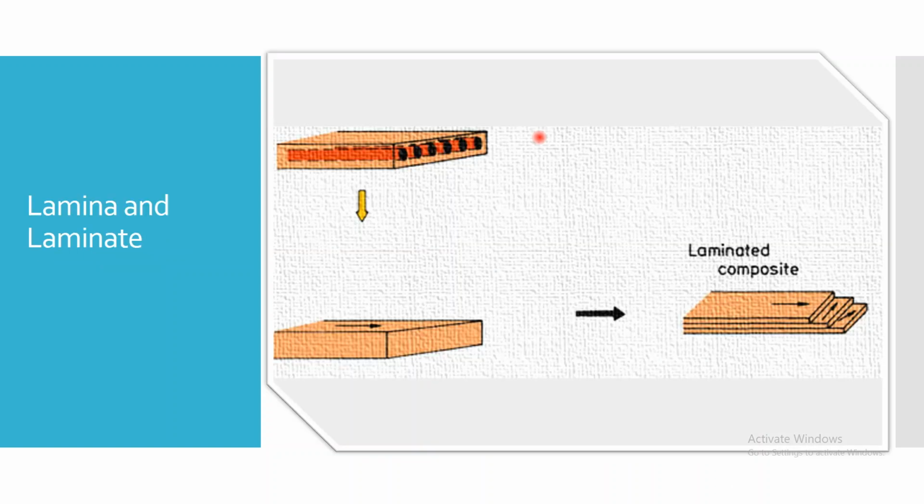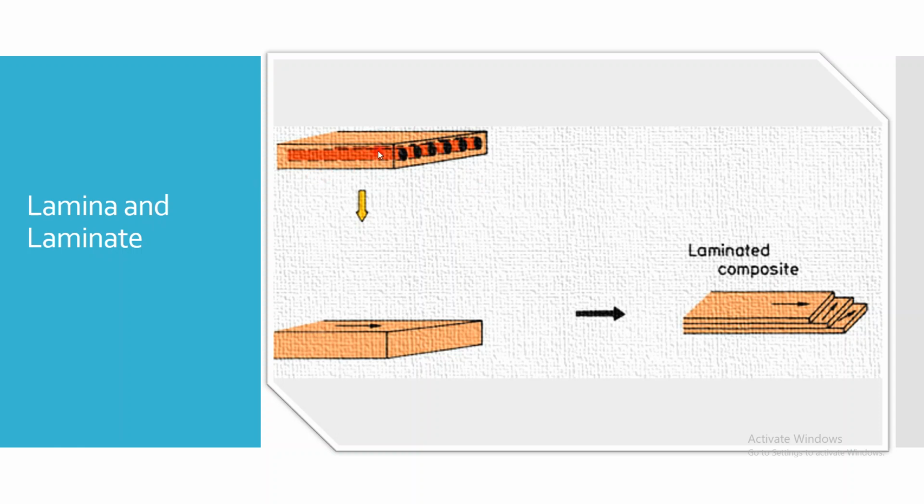Whenever we want to talk about the lamina, as you see from the figure, a composite is made up of so many types of sheets, and these sheets are what we call a lamina. When laminas are added one over the other like this, the combination of the laminas makes a laminate. That is the final product. So you got the difference between lamina and laminate.